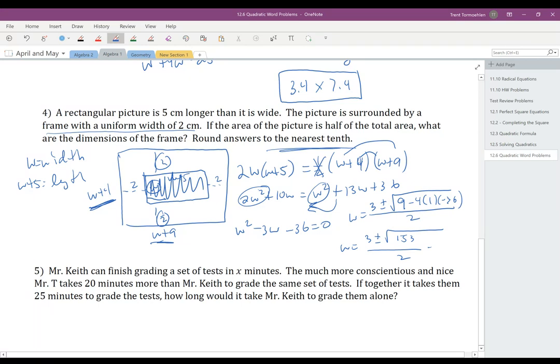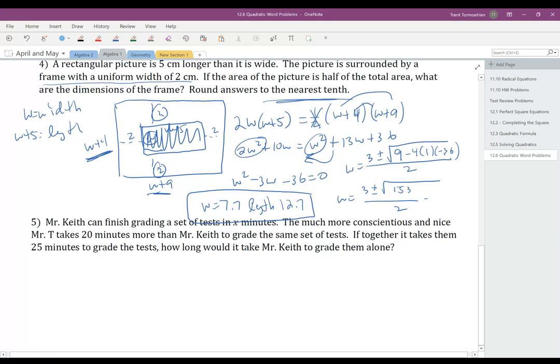Also, the square root of 153 is somewhere a little bit above 12, so 3 minus 12 is not going to be a solution. So we only have to do the positive like we did on the last problem. So 3 plus the square root of 153 gives me 15.3693168 divided by 2. And we find out that the width would be 7.7, which means the length is just 5 more than that, and that is 12.7. So 7.7 and 12.7 are going to be your answers.